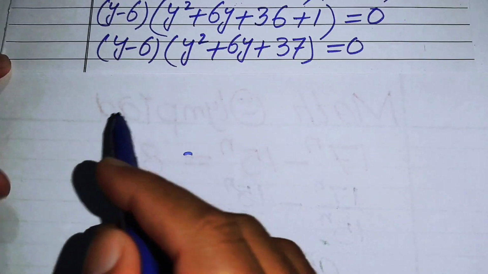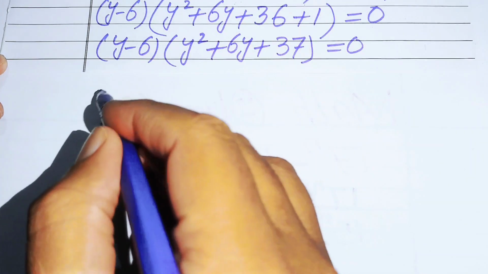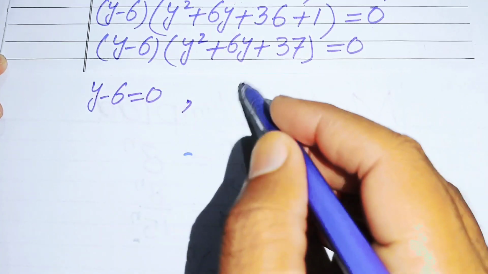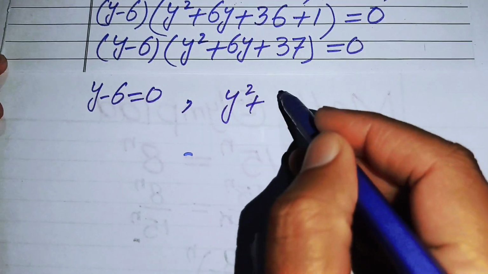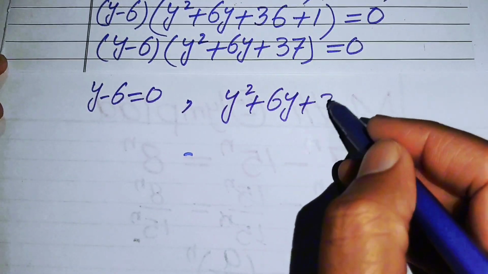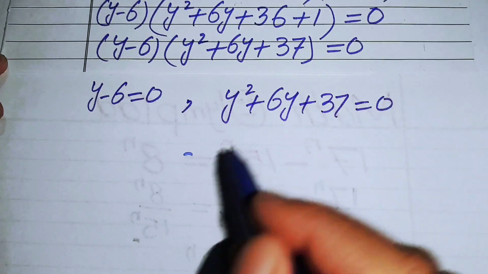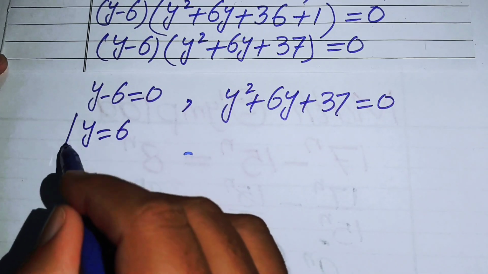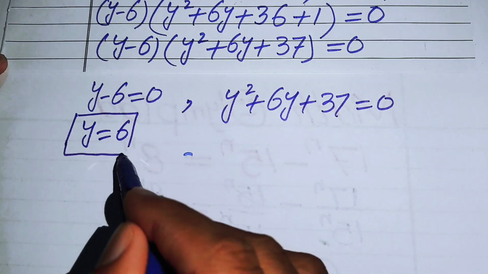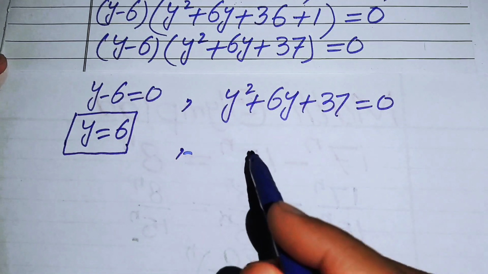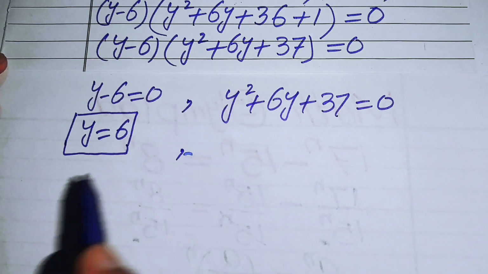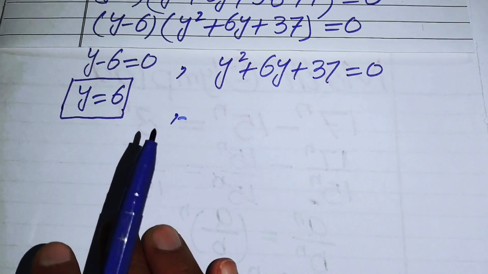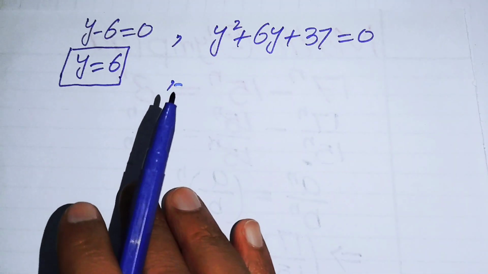So now here we have two cases. The first case is we take y minus 6 equals 0, and the other case is we take y squared plus 6y plus 37 equals 0. So in the first case you will get the value of y equals 6, and now we can find other real roots from this quadratic equation.